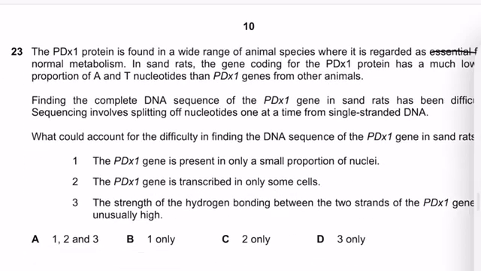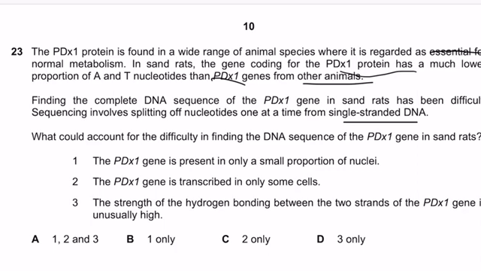Okay, now for this question, the PTX1 protein is found in a wide range of animal species where it is regarded as essential for normal metabolism. In sand rats, the gene coding for PTX1 protein has a much lower proportion of A and T nucleotides. A lower proportion, interesting. Okay, and basically than PTX1 gene from other animals. Now, finding the complete DNA sequence of PTX1 gene in sand rats has been difficult. Sequencing involves splitting off nucleotides one at a time from a single strand DNA. What could account for the difficulty in finding the DNA sequence of PTX1 gene in sand rats?